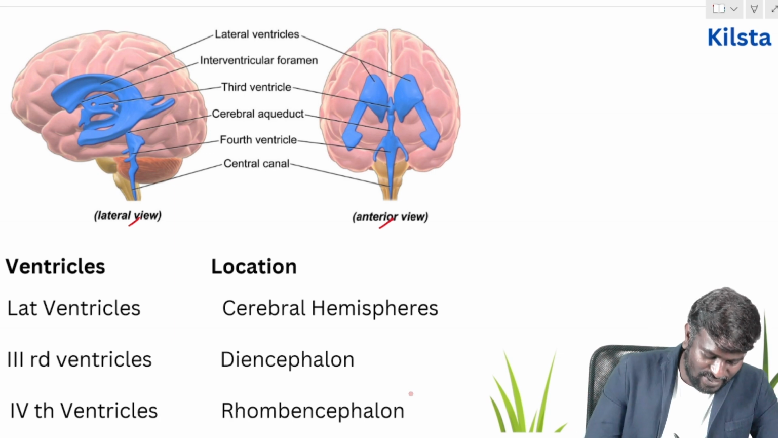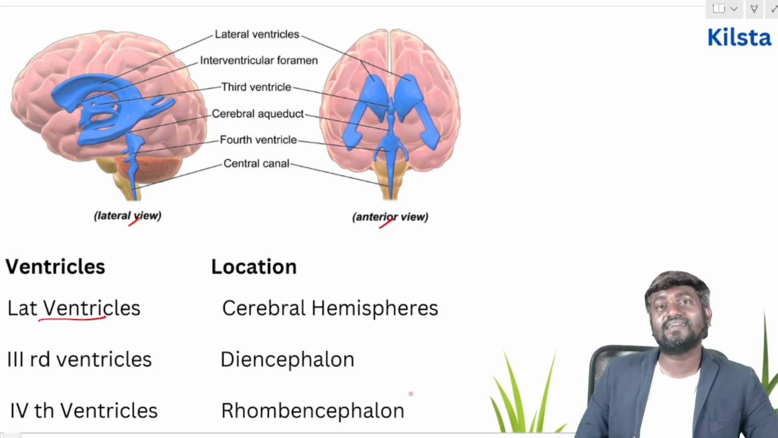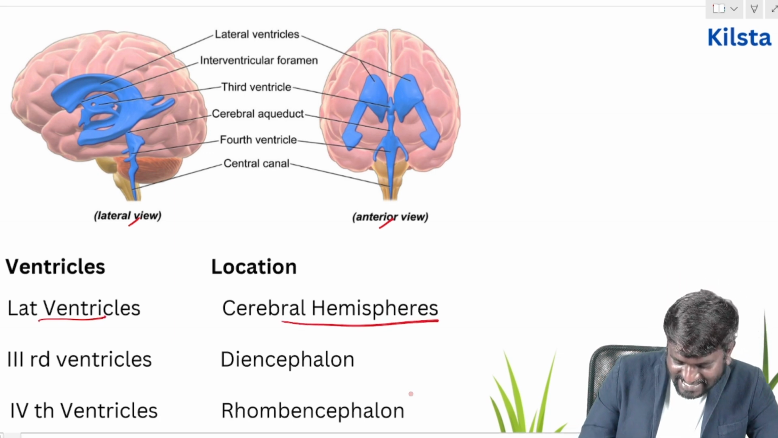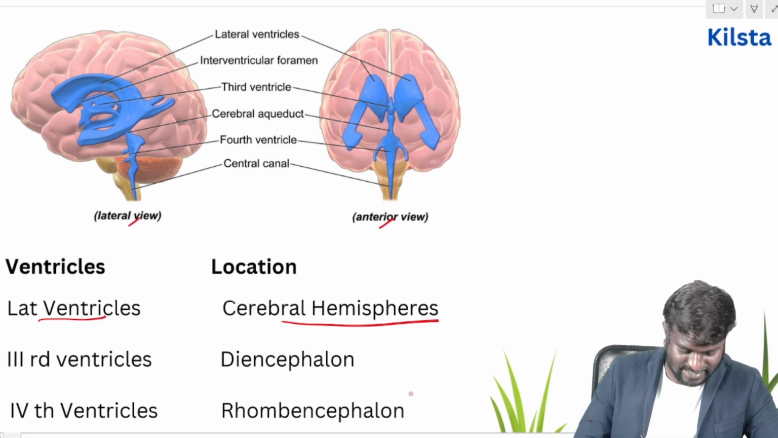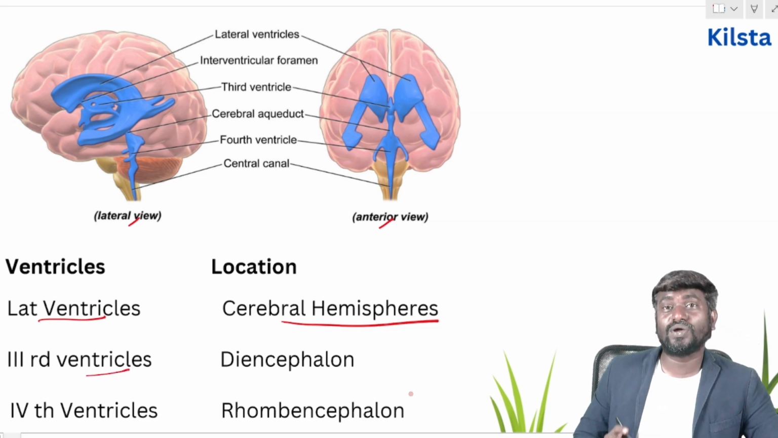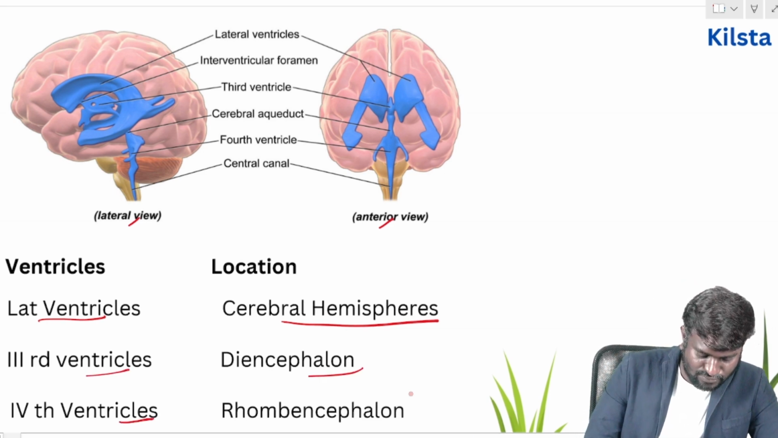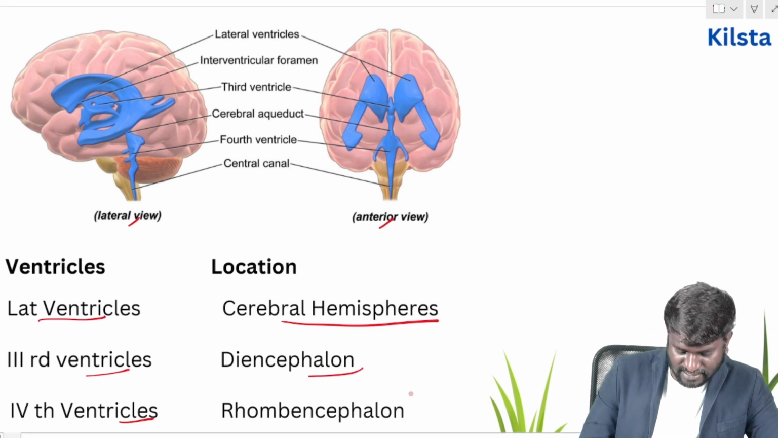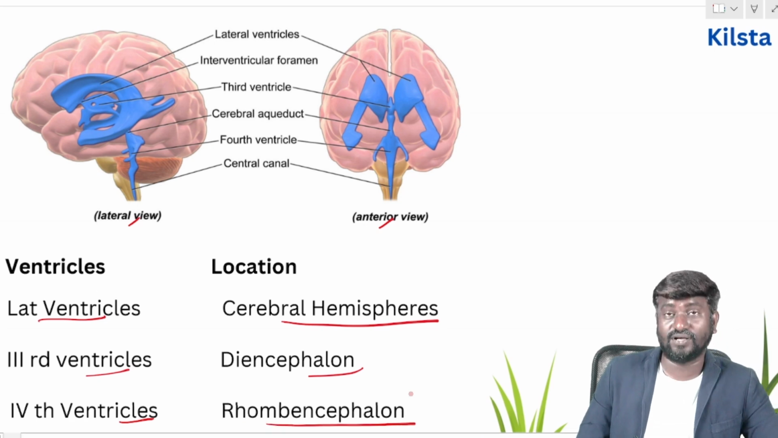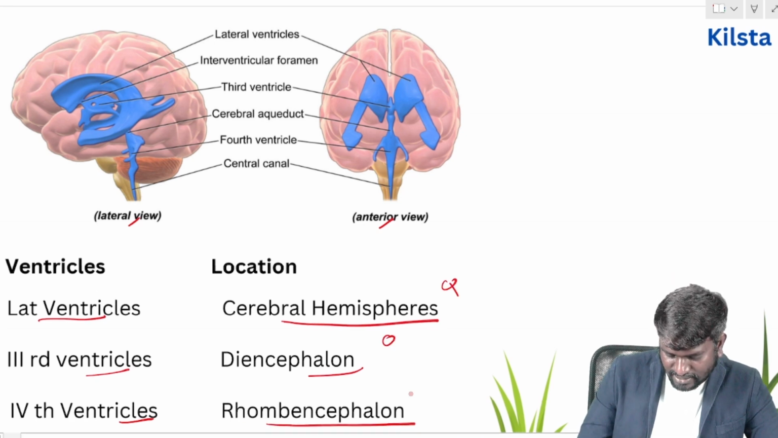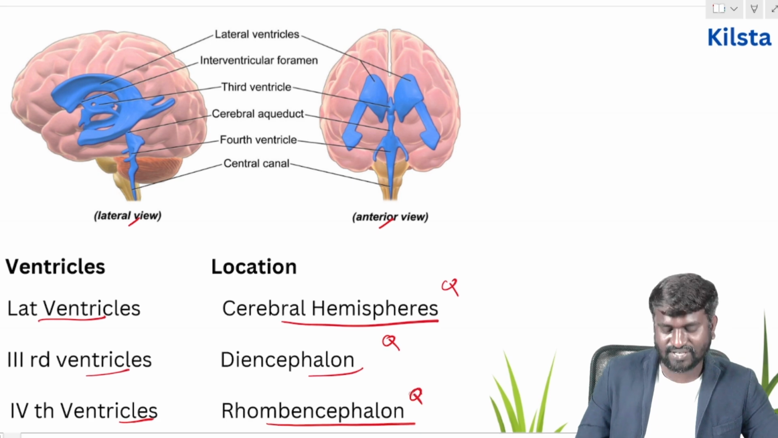Beautiful. Now, the lateral ventricles, where are they located? They are located at the cerebral hemispheres. Yes. Third ventricle is located at the diencephalon, and the fourth ventricle, as we have studied, is located in the rhombencephalon. All these are going to be important points to remember for the exam.